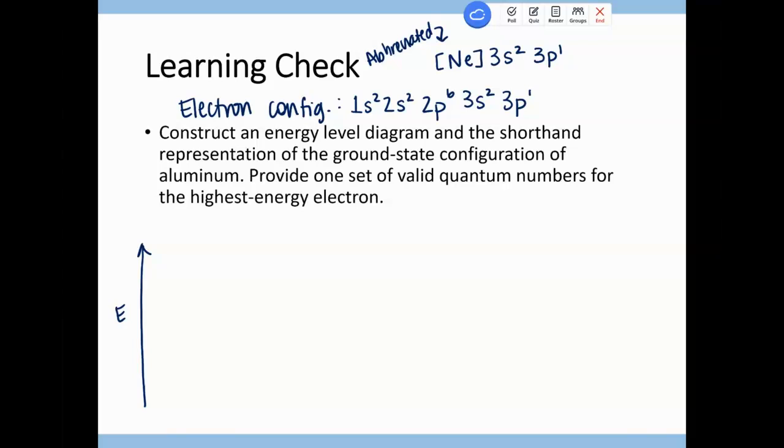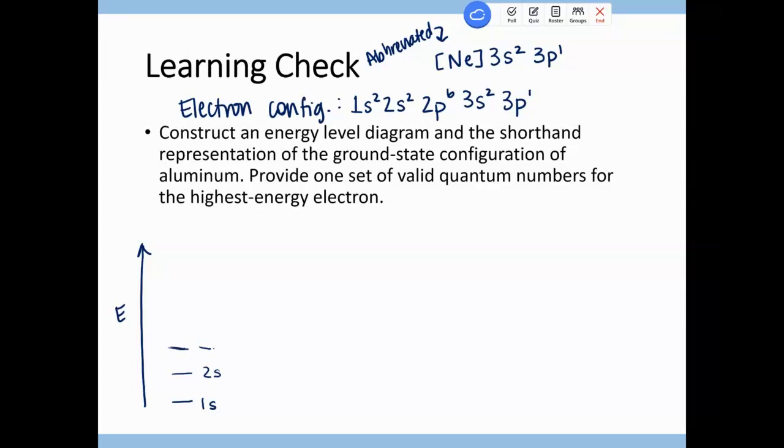Now we have the electron configuration. We can use that to write the orbital diagram. We start at the first, 1s2. That will be our lowest energy orbital. It's closest to the nucleus, lowest energy. And we write this on an energy scale. So lowest energy is the 1s orbital. Then we have 2s. And then we have 2p.